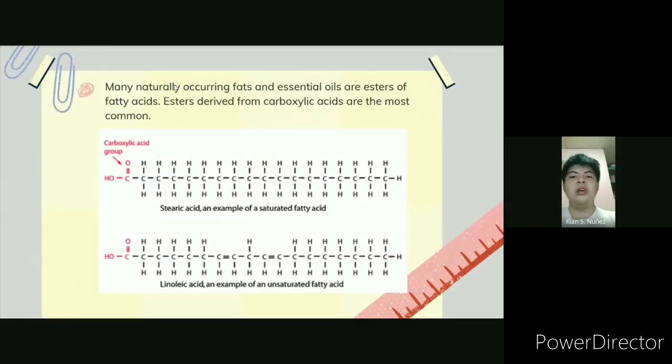Many naturally occurring fats and essential oils are esters of fatty acids. Esters derived from carboxylic acids are the most common. These fats are mostly found in living things. One example is stearic acid, an example of a saturated fatty acid. The second example is linoleic acid, an example of an unsaturated fatty acid.